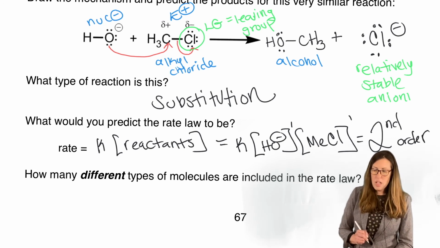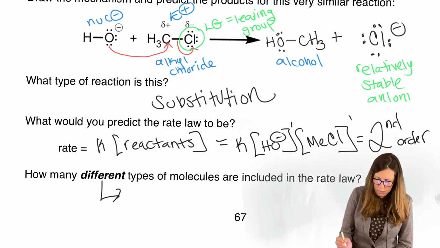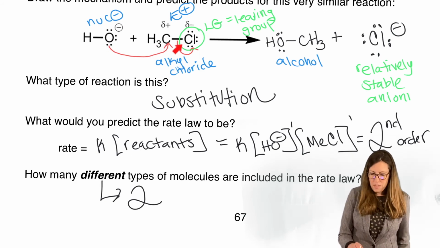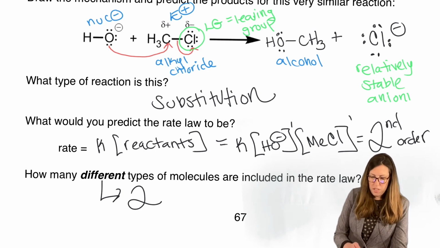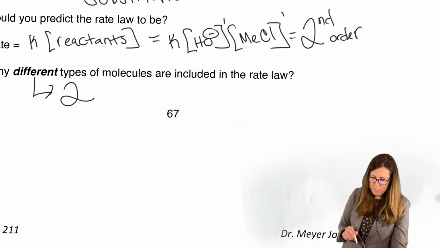Okay, so both of those determine the rate of reaction because they're included in the rate law. In other words, how many different types of molecules are included in the rate law? Two. This one and this one. They react with each other, at the same time, in order to produce the products. So they determine the rate.